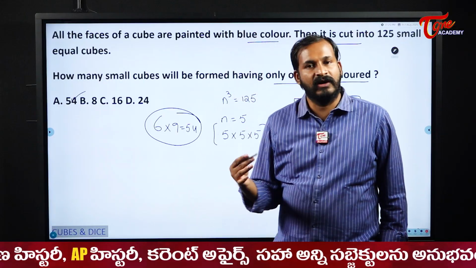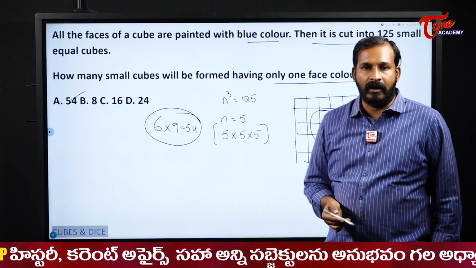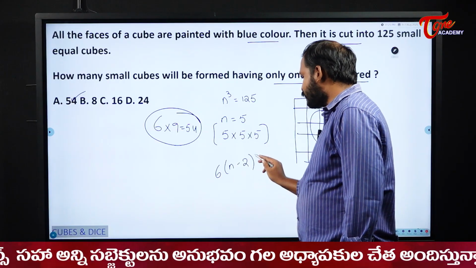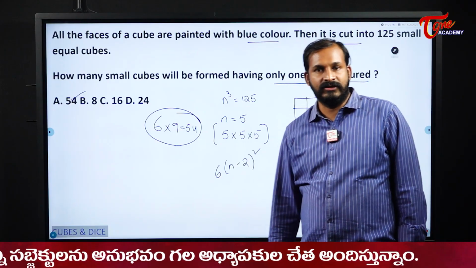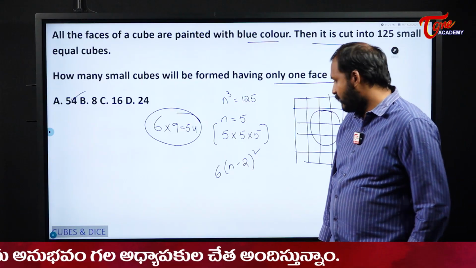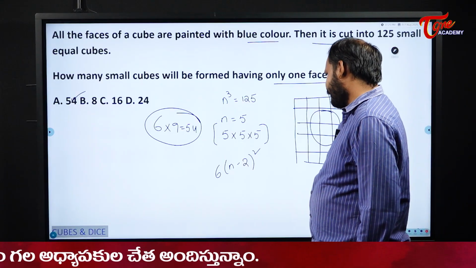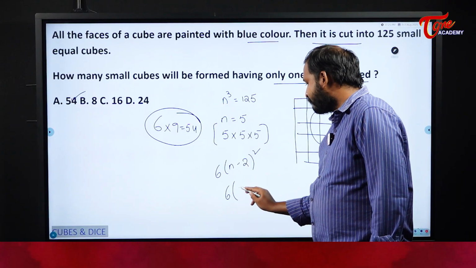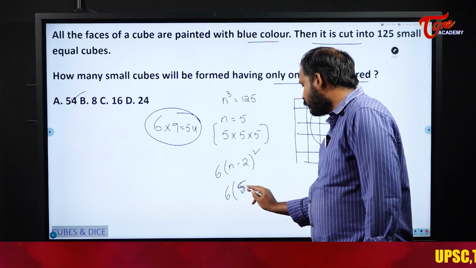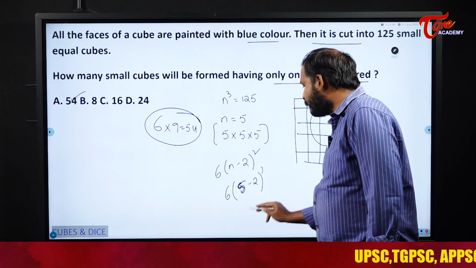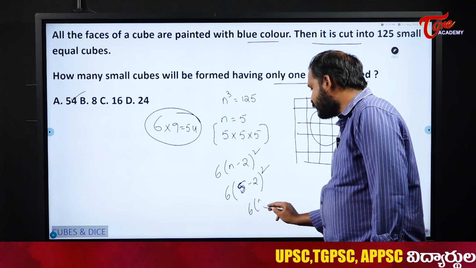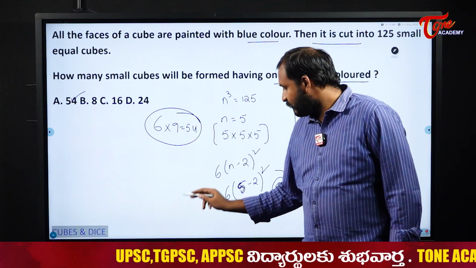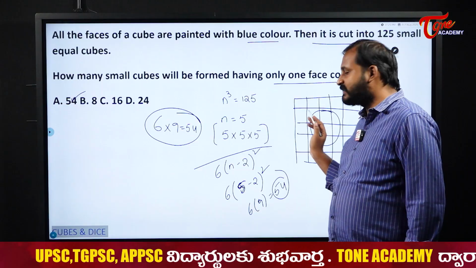Or else you can use the formula also. What is it? 6 into n minus 2 whole square. So 6 into 5 minus 2 whole square. It will become 6 into 3 square, which is 9, which is 54. Anyway, you will get the answer with the formula, or with the general observation.